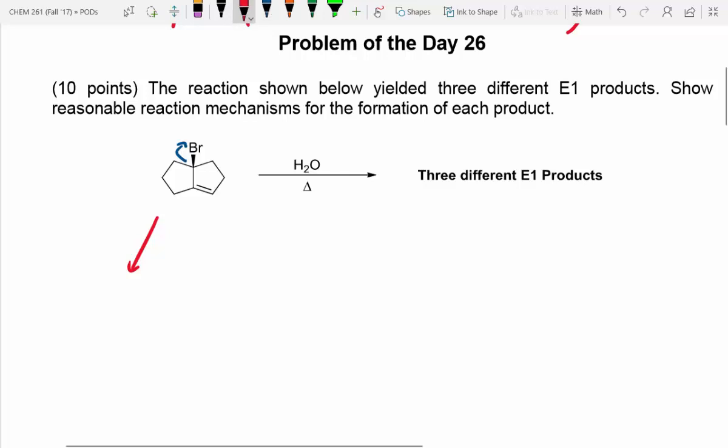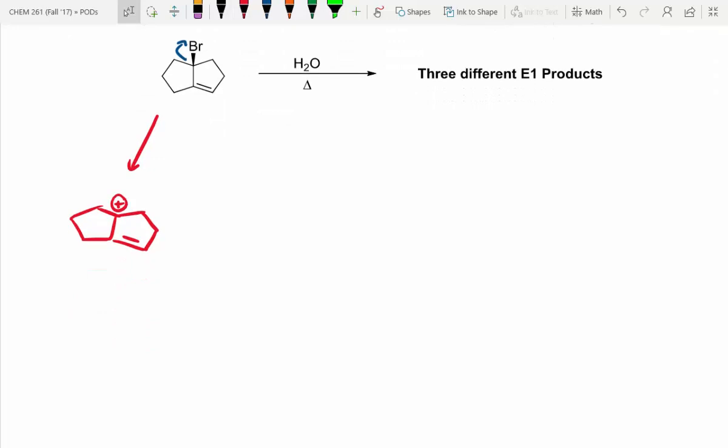All right, so now we've got both 5-membered rings still fused together. Oh, that's not a 5-membered ring. There we go. Got a carbocation right there. It's a tertiary carbocation. That's pretty good, but what else does it have? Resonance. So let's draw both resonance structures.